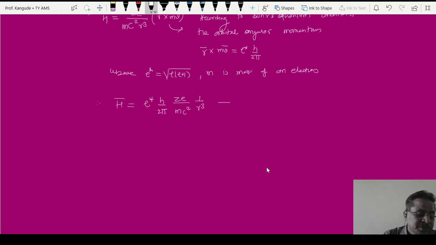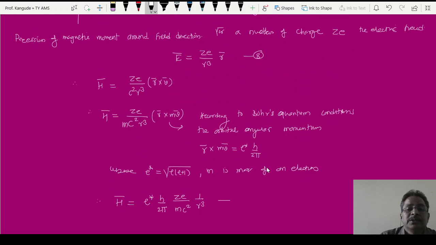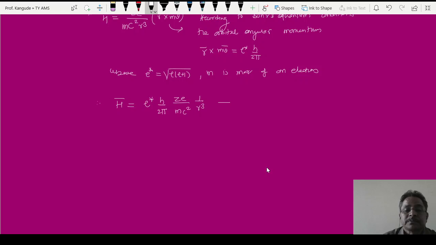Give a number to this equation. Here this equation number is now 9. So this is how the magnetic field experienced by an electron inside an atom, using all these quantum conditions, is given by H bar is equal to L star into h upon twice pi, Ze upon m into c square, into 1 upon r cube.